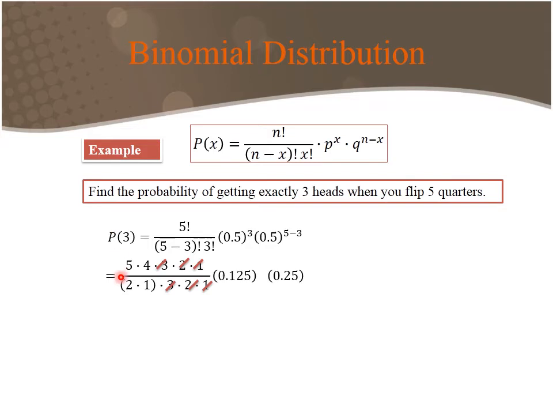You could also go ahead and reduce the 2 and the 4 so that you just have 5 times 2, but if you don't, that's okay. We'll complete that on the next step. So here I'd get 20 divided by 2. Multiplying the decimals together, I'll have 0.03125. Of course, 20 divided by 2 is 10, and now 10 times 0.03125 is 0.3125, the probability of getting exactly 3 heads when I flip 5 quarters.